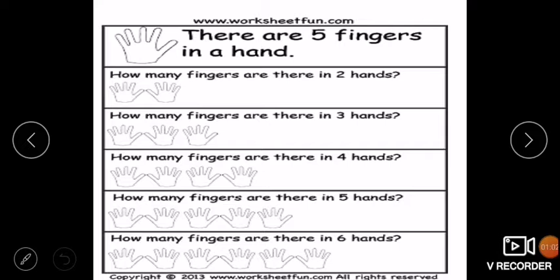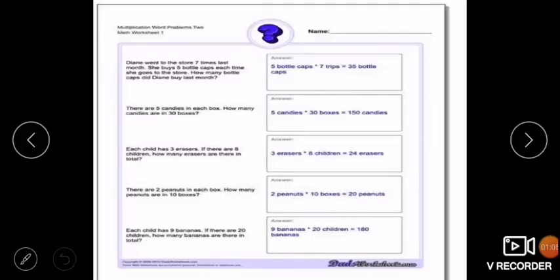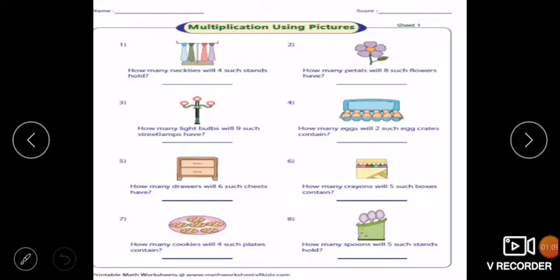See, yesterday we did this worksheet of 5 fingers, if you remember, and one more worksheet we did yesterday. So today we are going to do this multiplication using pictures. The first question is quite simple, very quickly we will do it.